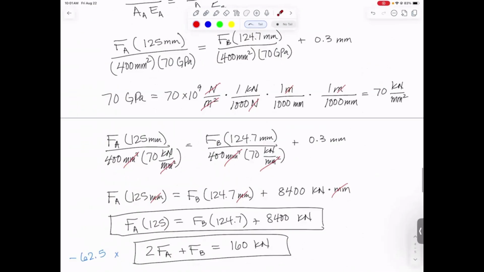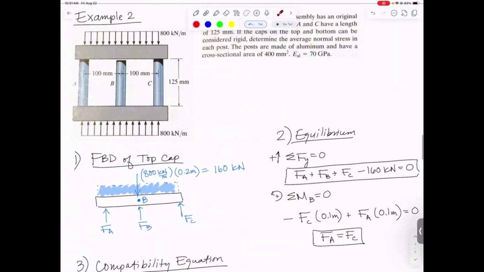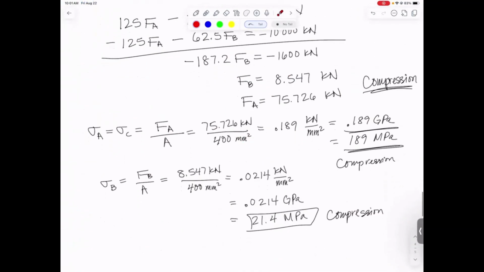So the thing you might find surprising is that with only a small 0.3 millimeter gap, we end up with member B having almost 1/10 the force of members A and C. So a small gap, small mismatches like that can make a really big difference in how much stress a different member sees. This one only sees 21 megapascals. The other one sees almost 200 megapascals. So 0.3 millimeters might not seem like a lot, but it does in terms of the forces and the stresses.